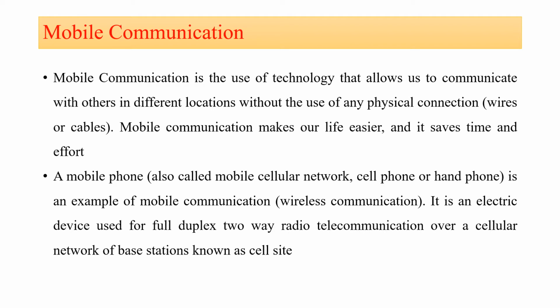It is an electronic device which uses full duplex, that is two-way radio communication or two-way radio telecommunication, over a cellular network of base stations known as cell sites. If you see the modes of transmission of communication, they are basically divided into three types, that is simplex, half duplex and full duplex. Our mobile communication works on full duplex, because in full duplex your sender and receiver can transmit or receive the data at a time, or simultaneously.